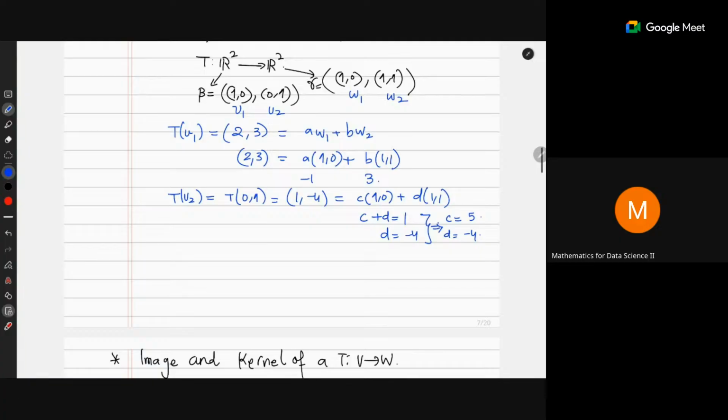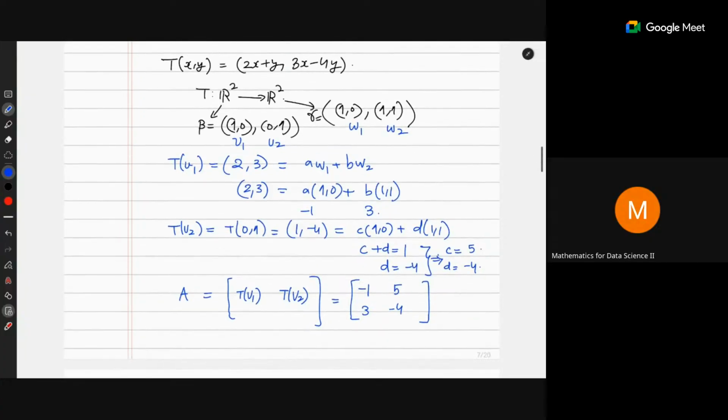So what will be your corresponding matrix A? Corresponding matrix A will be the coefficients. So first I need to write the coefficient matrix for TB1 and then TB2. So what is TB1? Coefficient matrix of TB1, can anyone tell me what the matrix is? First column is -1, 3. Okay, second column is 5, minus 4. Correct. Does everyone agree with this? Yes. Okay, I hope it is clear to every one of you.